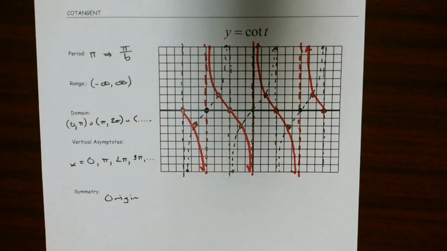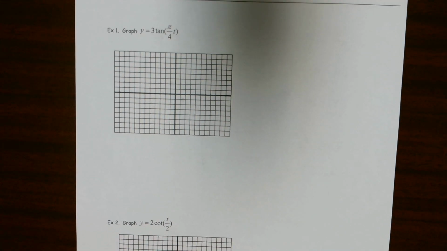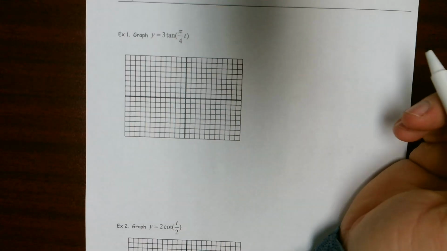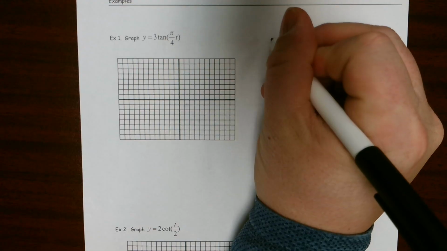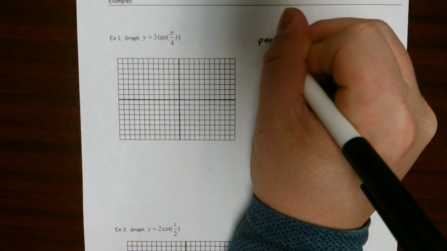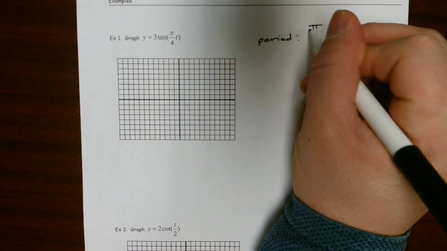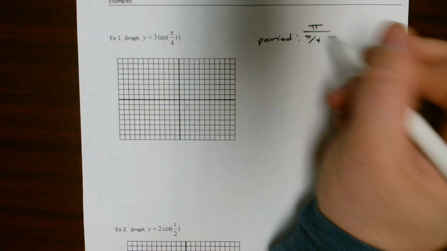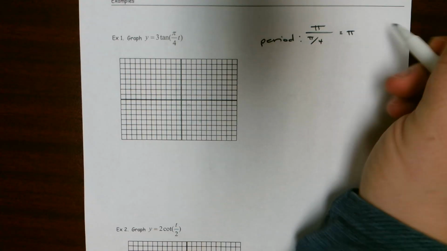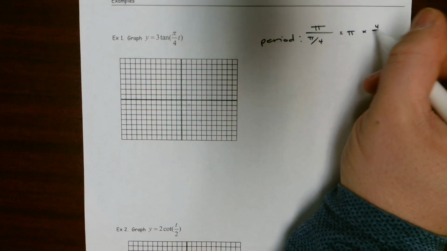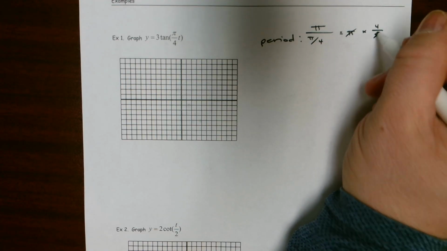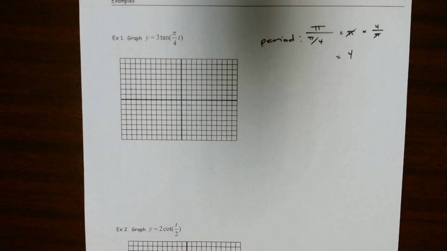Okay, let's do some examples together as a class. All right, the examples are going to help us the most. So we got a tangent one first. So first things first, let's figure out our period. Period is going to be pi divided by pi fourths, which is the same as pi times 4 over pi. So our period here is 4.